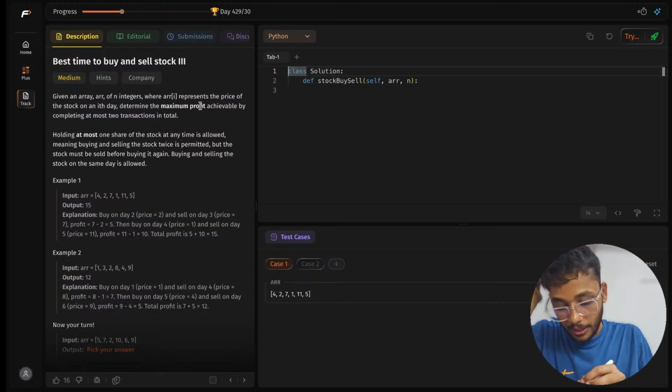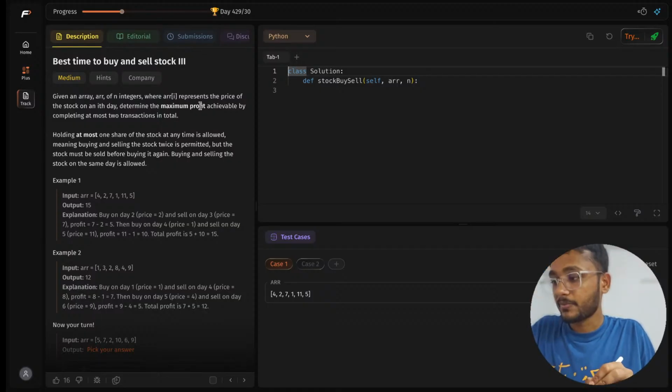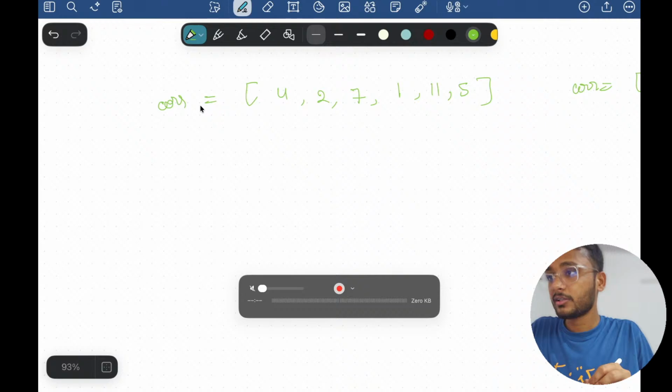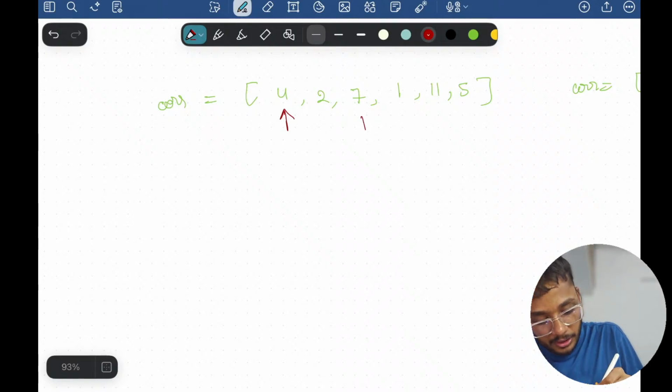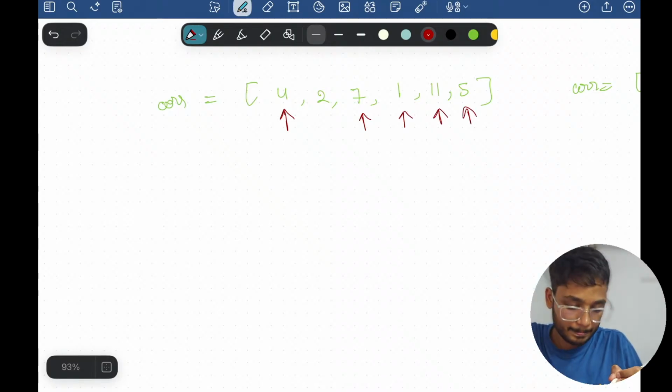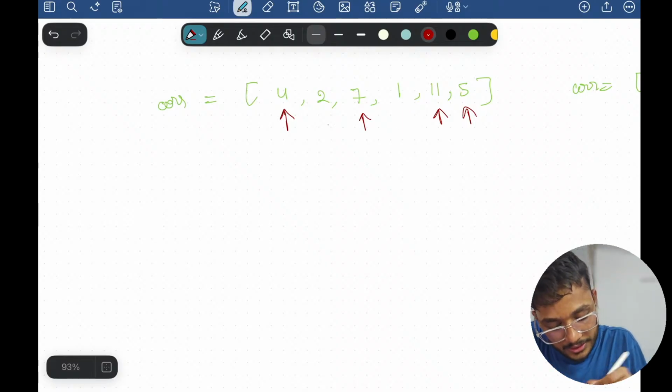So let's take an example. If I'm buying on this day, can I sell it on this day? No, because it's a smaller amount. So you will wait for this. You can sell it on this day, this day, this day. Here you cannot sell because you won't get profit. So you can sell it on any other day.